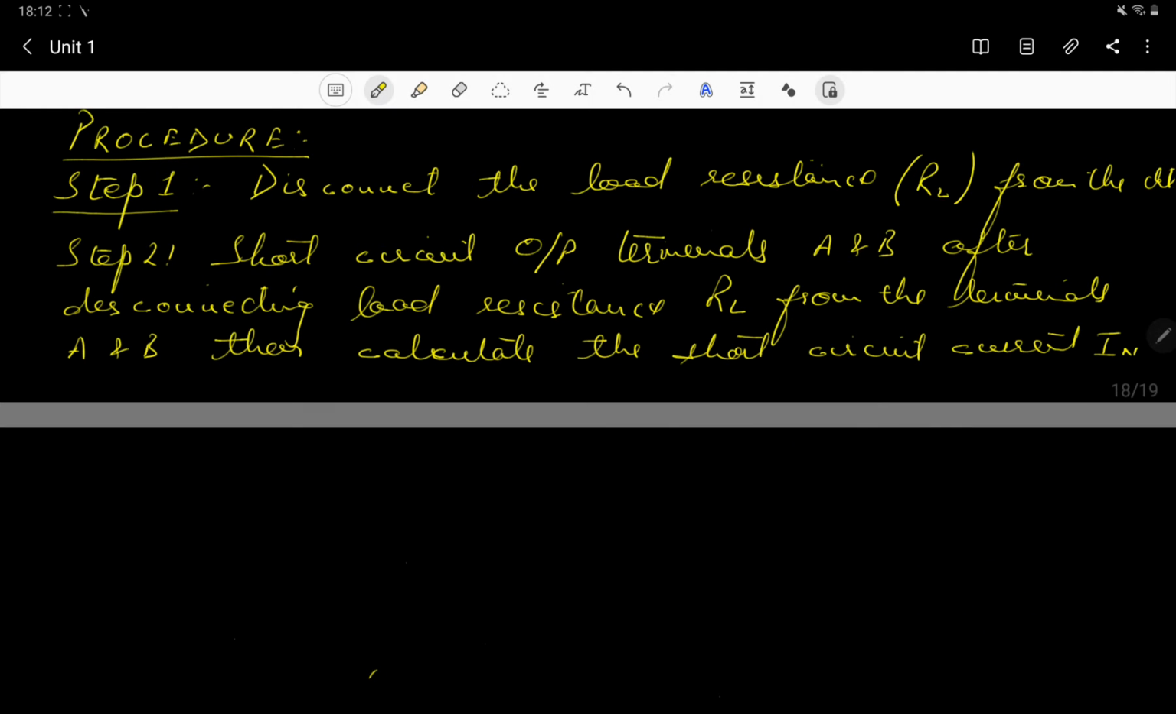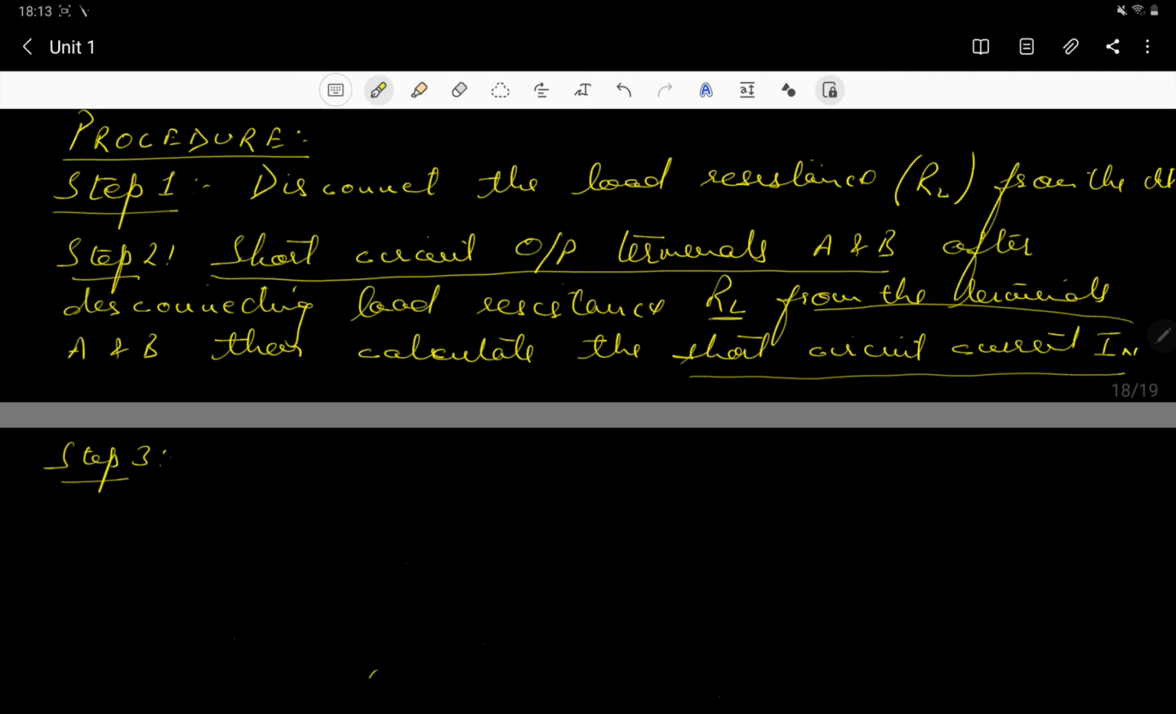Hope you have understood step number 2, what we have done: short circuited the output terminals A and B after disconnecting load resistance RL from the terminals. Then calculate the short circuit current. So across this we are going to find the short circuit current IN.